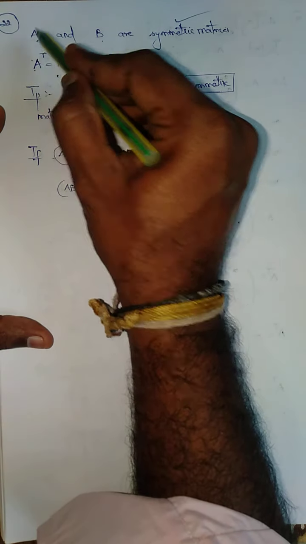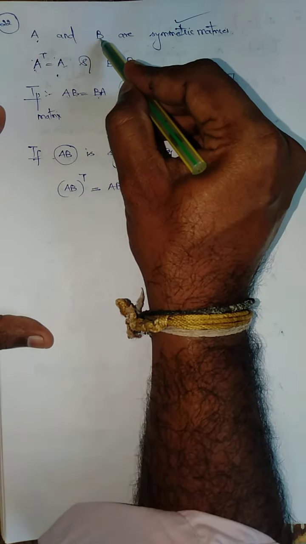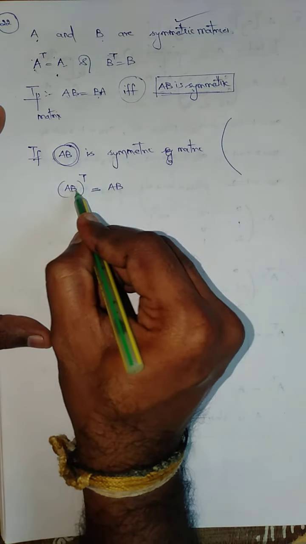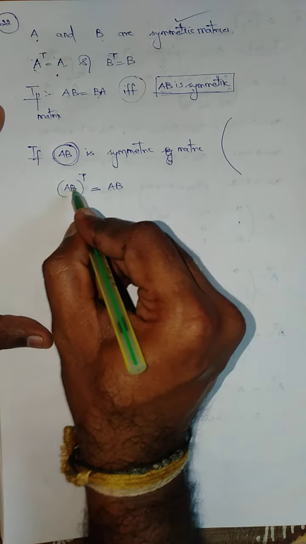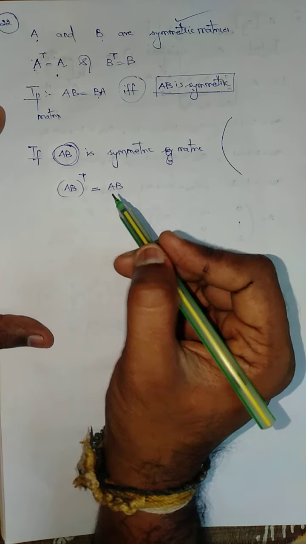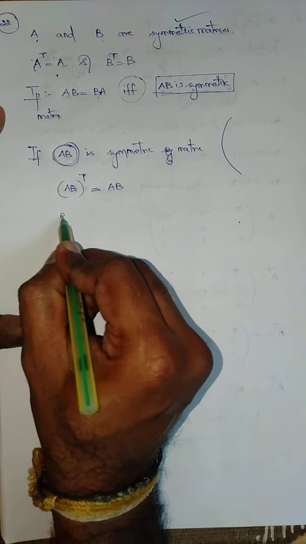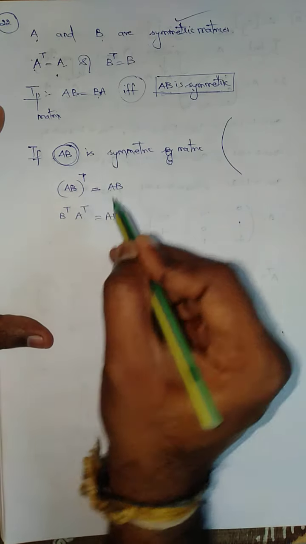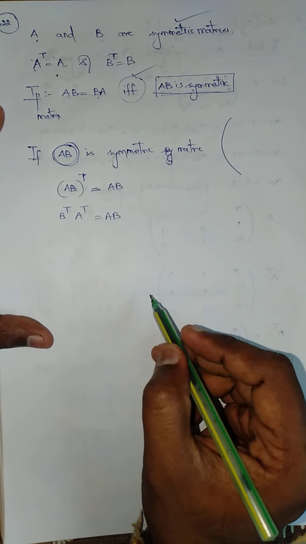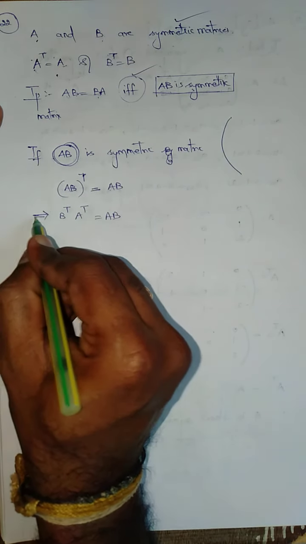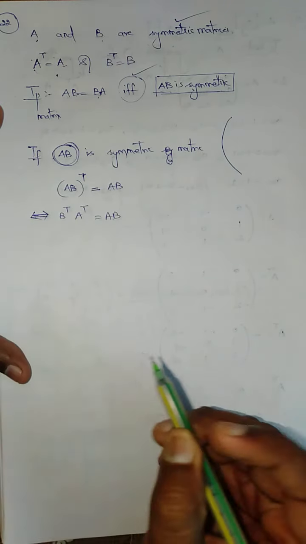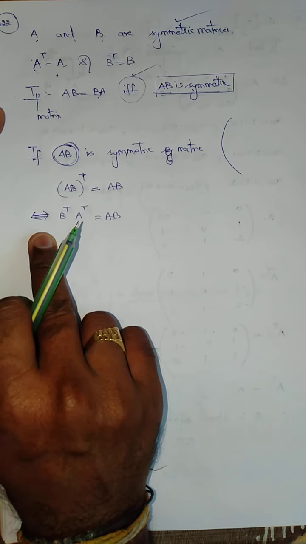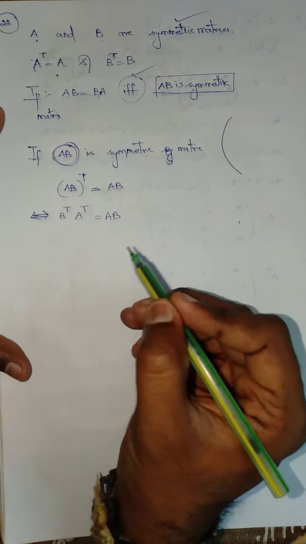Why? If A is symmetric, A transpose is equal to A. B is symmetric, B transpose is equal to B. If AB is symmetric, AB the whole transpose is equal to AB. You know the formula for AB the whole transpose, you were studying in 10th standard. What is that formula? B transpose into A transpose. Right, AB as it is. Since they given if and only if, you need to put two-sided arrows here. B transpose A transpose is equal to AB.